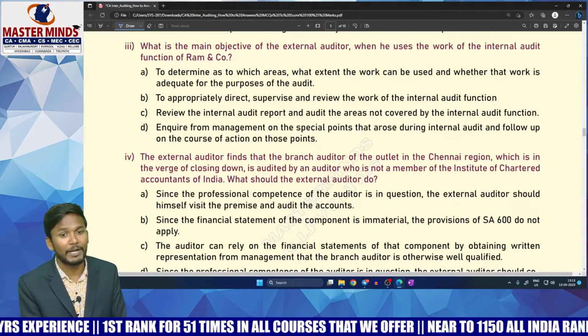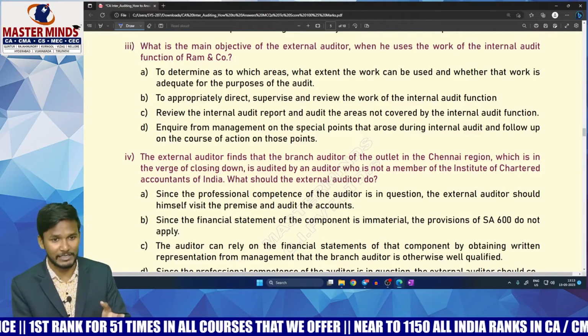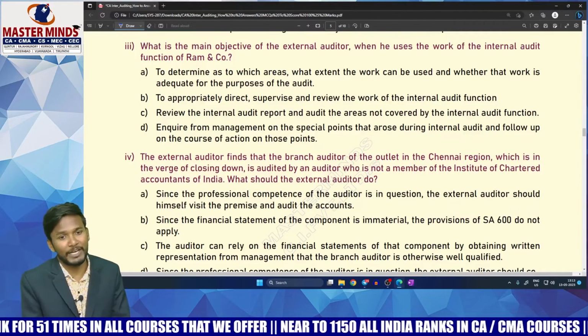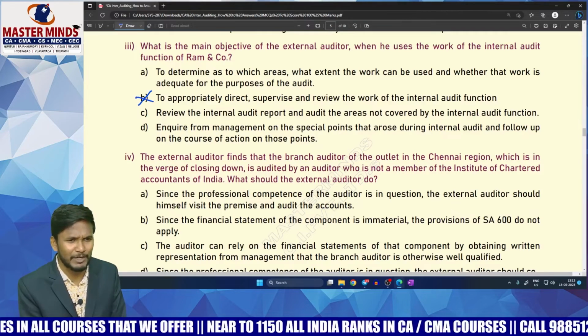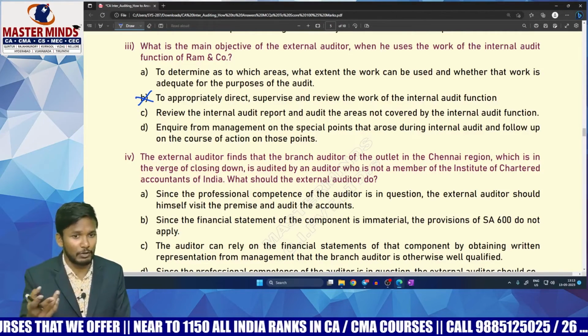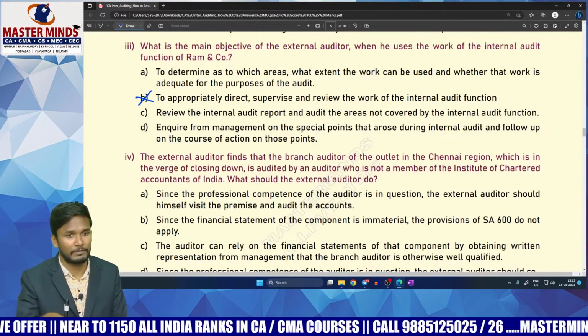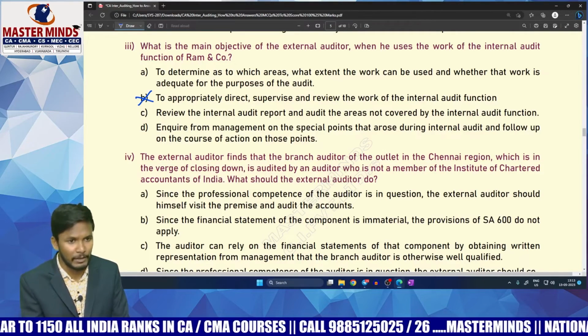To appropriately direct and supervise. See, already I am not talking about direct assistance here. I am talking about work already done by the internal auditor. I cannot go for direction and supervision. Why? Work has already been performed now. So B becomes complete nonsense. Because, very simple reason: if I go for direct assistance, this becomes correct only. But here they are not talking about direct assistance. They are talking about using the work. That means work already performed. I cannot go for direction and supervision. Okay. So A might be correct.